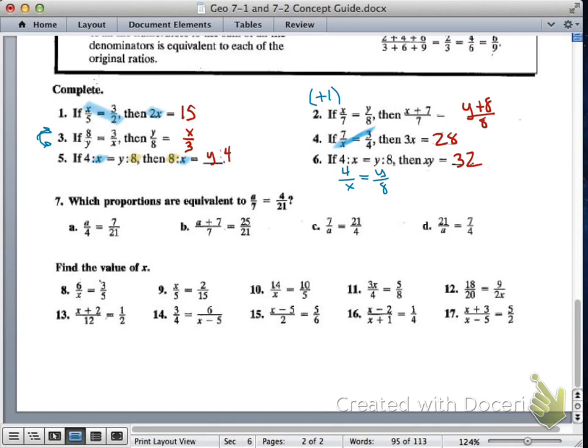Okay, are these what you got? I hope so. We'll talk about whichever ones didn't make sense in class. Now, the next piece of this: which proportions are equivalent to a over 7 is equal to 4 over 21? It's asking which of these three things is applying these properties that are above. See if you can figure out which ones are the ones.